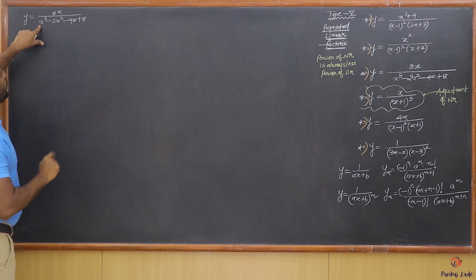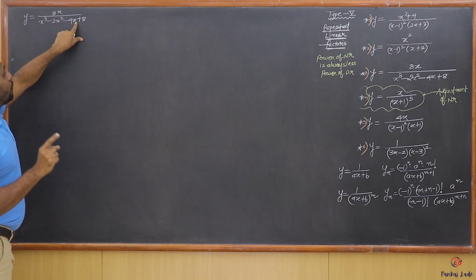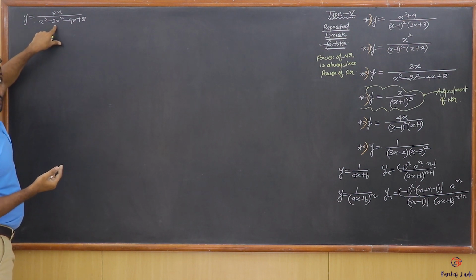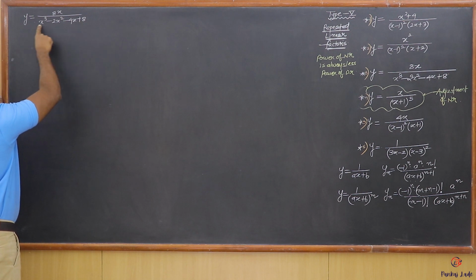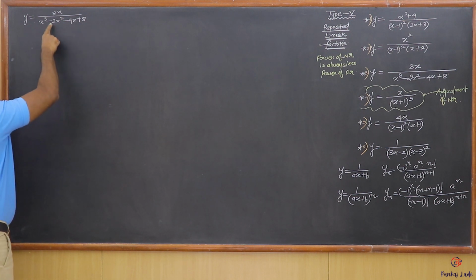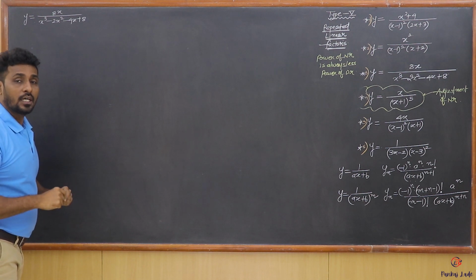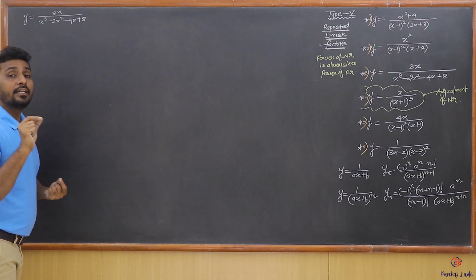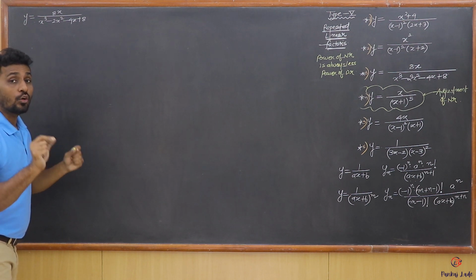So, I get 1 cube, that's 1, 1 square, that's 1, 4 into 1, that's 4. So, you get 1 minus 2 minus 4 and plus 8. So students, you can observe 8 plus 1 is going to be 9, minus 2 and minus 4 is going to be minus 6. So that's 9 minus 6. The answer is 3. That means the answer is not coming 0. So you can see that 1 is not a root. Can you understand that? 1 is not a root.